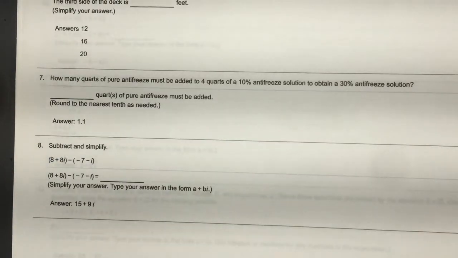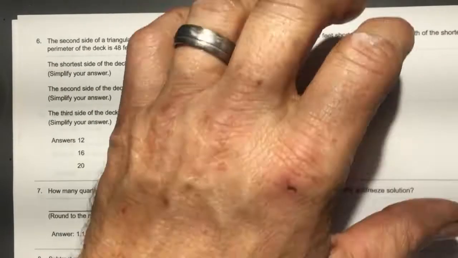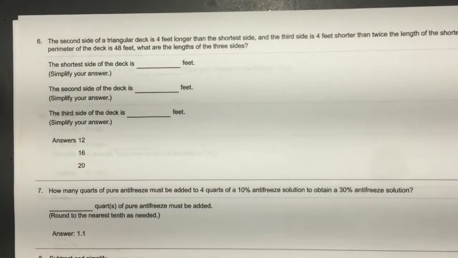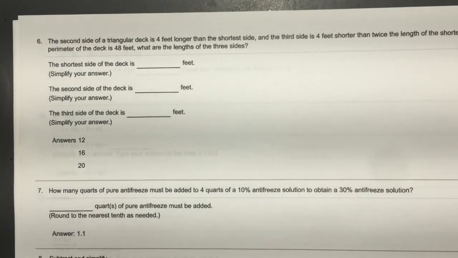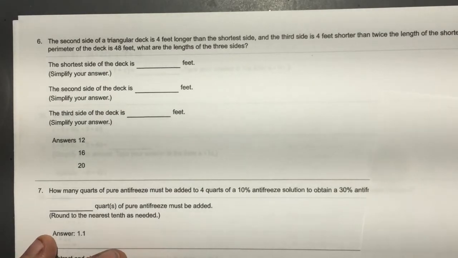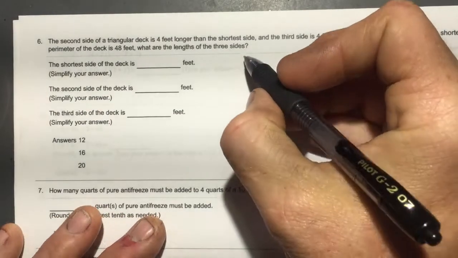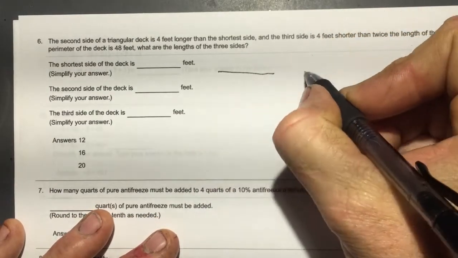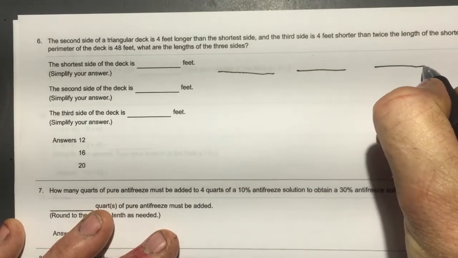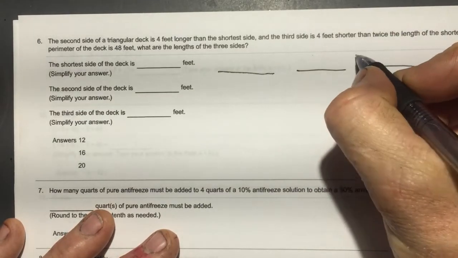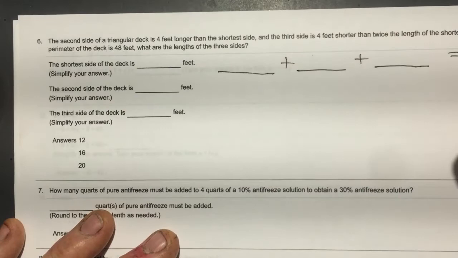All right. Let's go to number 6. On 6 here, we have: the second side of a triangular deck is 4 feet longer than the shortest side, and the third side is 4 feet shorter than twice the length of the shortest side. If the perimeter of the deck is 48 feet, what are the lengths of the 3 sides? All right, so here we go. We've got 3 sides, and if I add them together, I'm going to get 48.